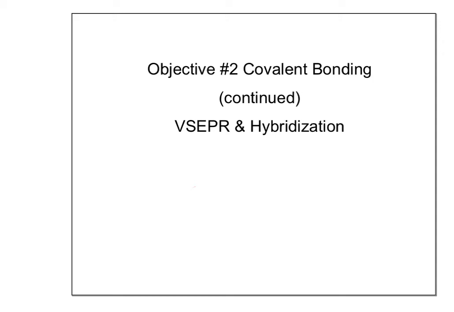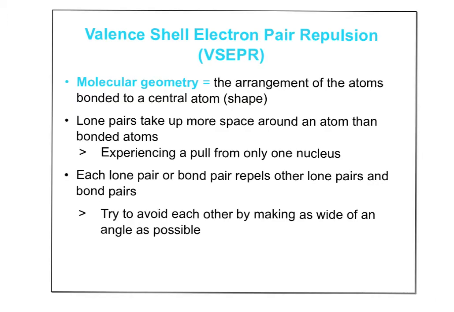Hey guys, I've got a video coming at you about part 2 of covalent bonding, with VSEPR geometries and hybridization. We are going to use a theory called valence shell electron pair repulsion, or VSEPR for short, to predict the shape that atoms or molecules will make. So that's the whole idea.